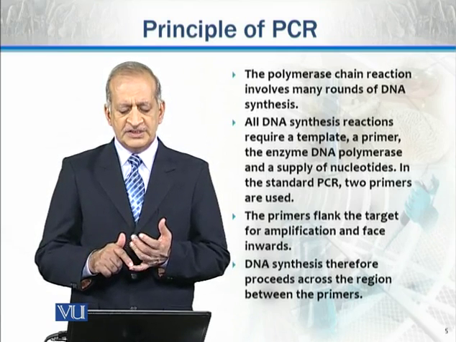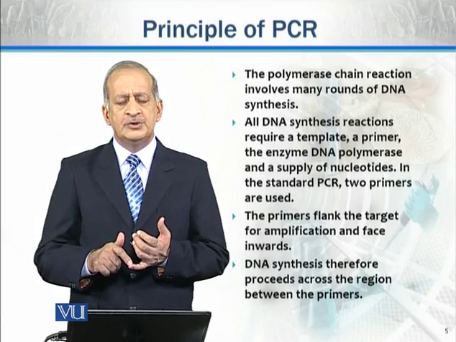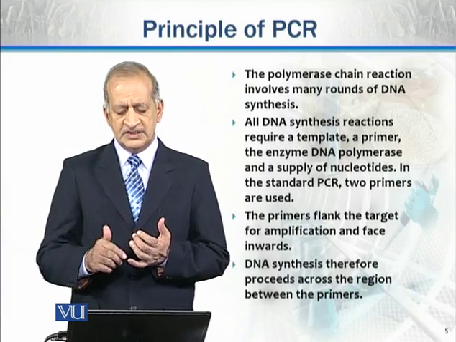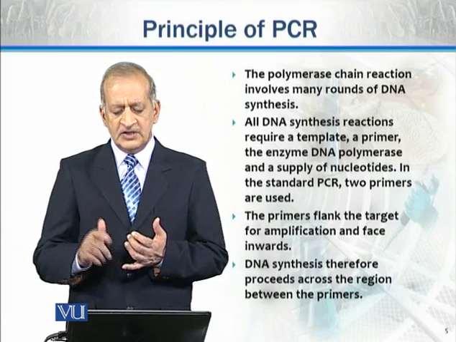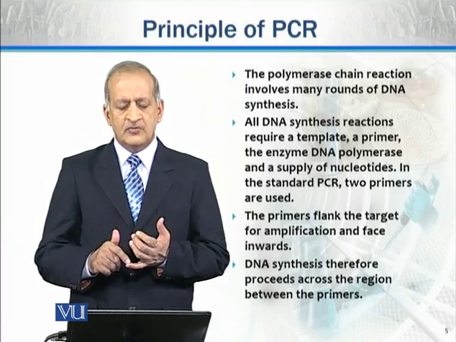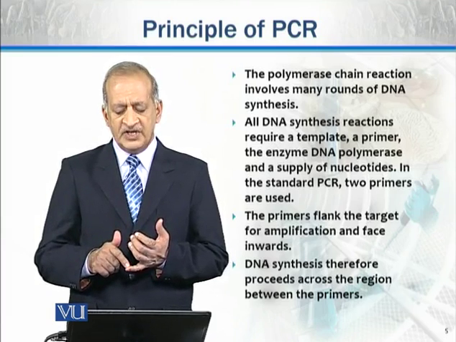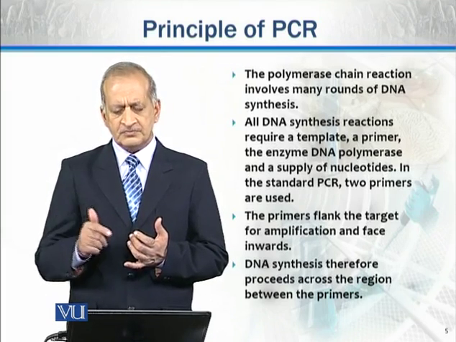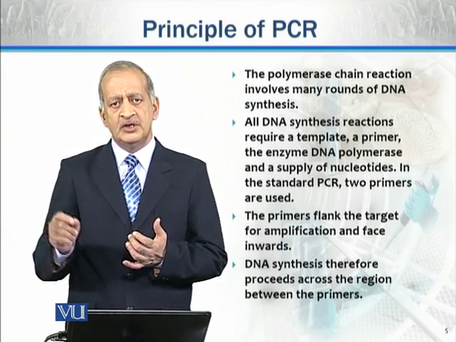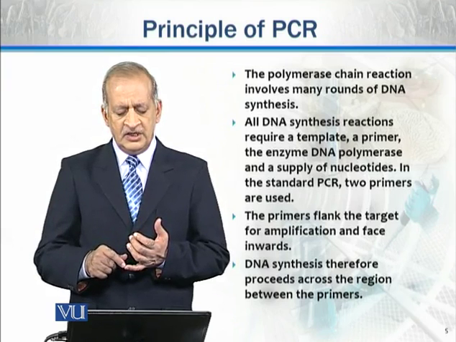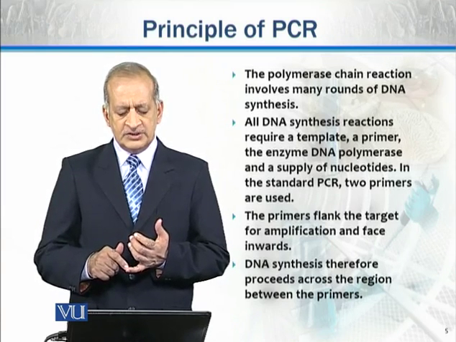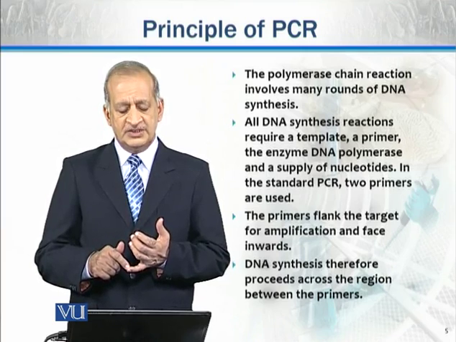In standard PCR, generally two primers are used: forward primer and reverse primer. The primers flank the target sequence in a DNA for its amplification, and in this way it starts forming a new copy of the desired gene. This DNA synthesis therefore proceeds across the region between the primers.